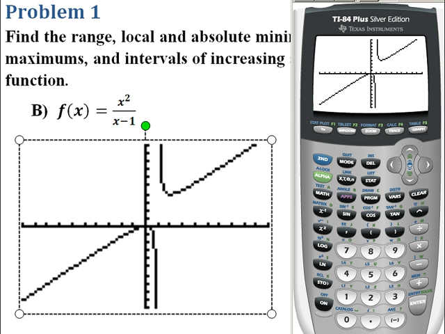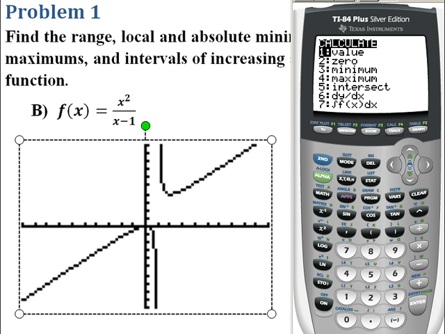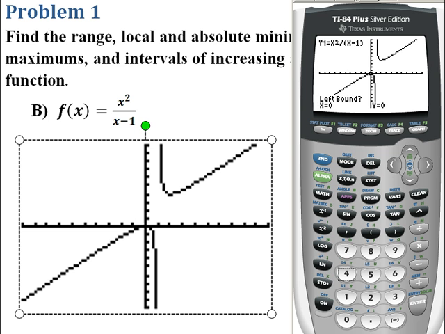We want to find the mins and maxes. Looks like there's a maximum here and a min here, so second calc, 4 for maximum. Go to the left, hit enter. We'll go right bound. Oops, I went too far to the wrong branch of my graph. We'll hit enter. And then for a guess, enter. And we get negative 2.05 e to the negative 6, so basically 0. And same thing for the y coordinate. We'll just call that 0.